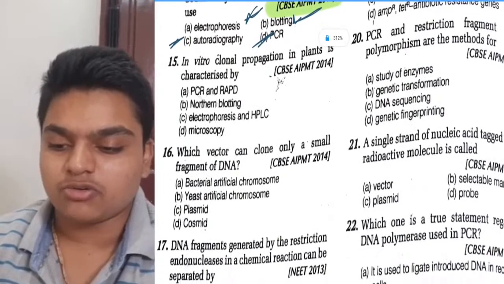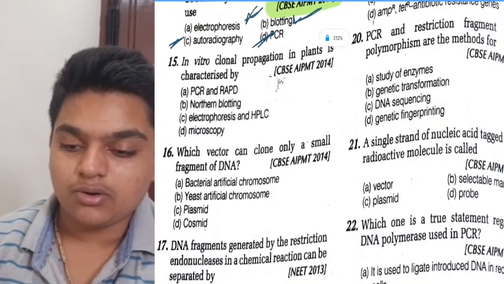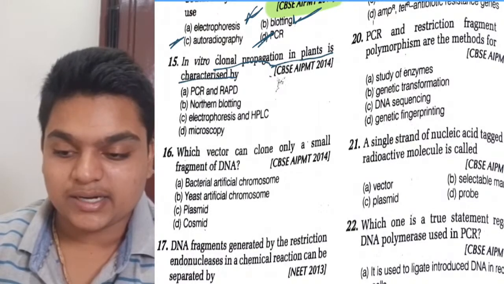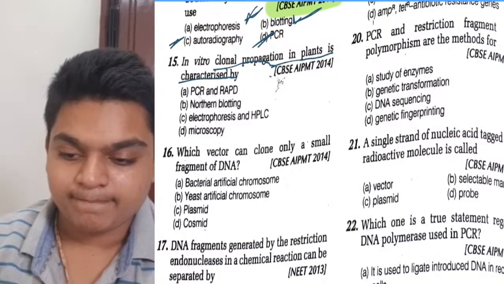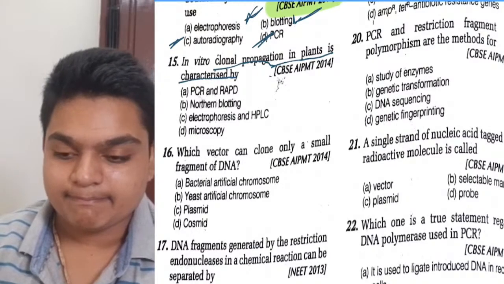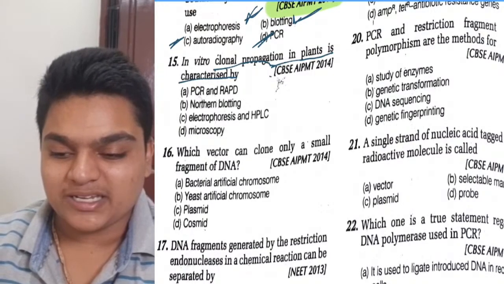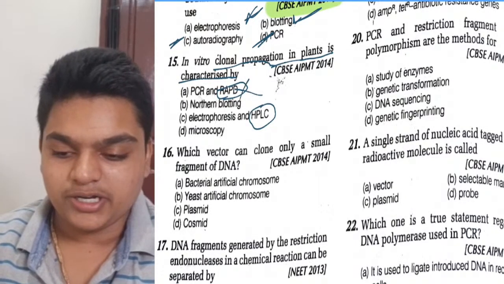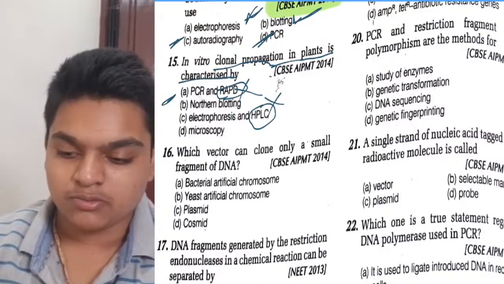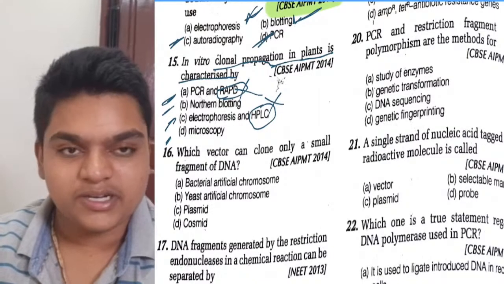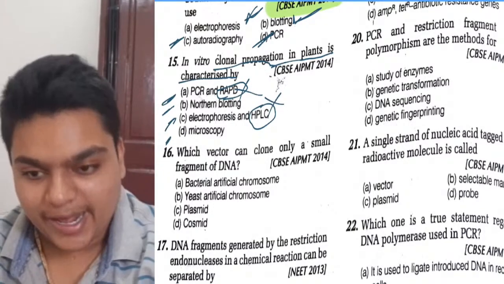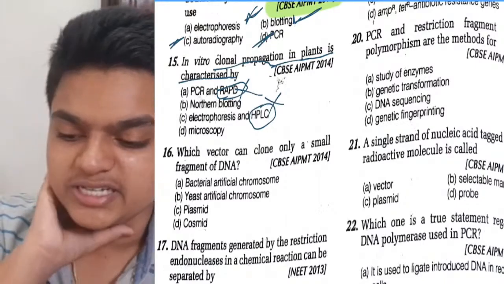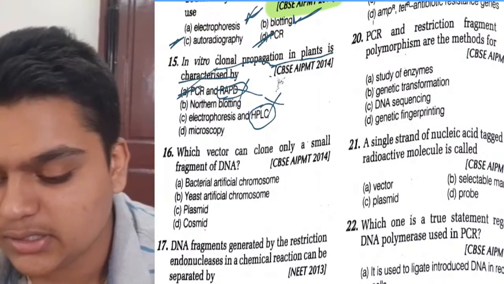Let us move on to the 15th question. In vitro clonal propagation in plants is characterized by... Please do not look at these. Not in NCERT. Just answer with the first words. The first words are never repeated, so no problem. You can answer with the first words if you know the answer. Yes, PCR is the correct answer for that.